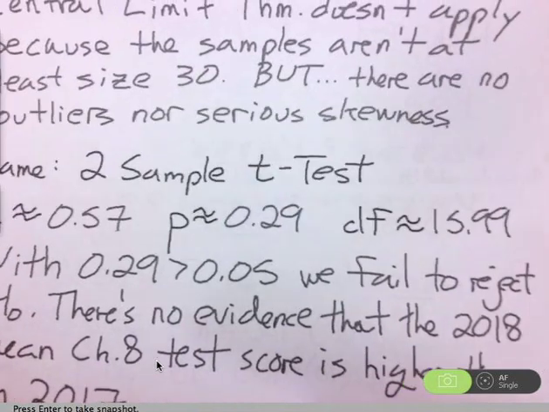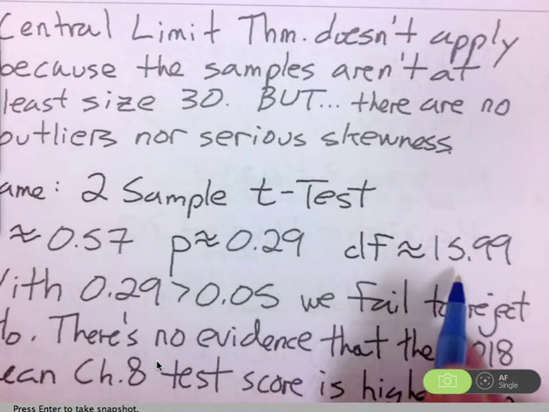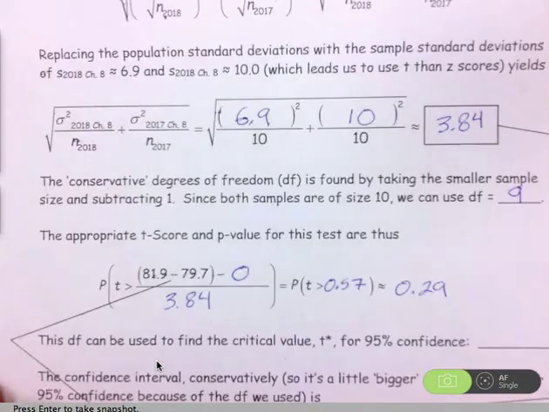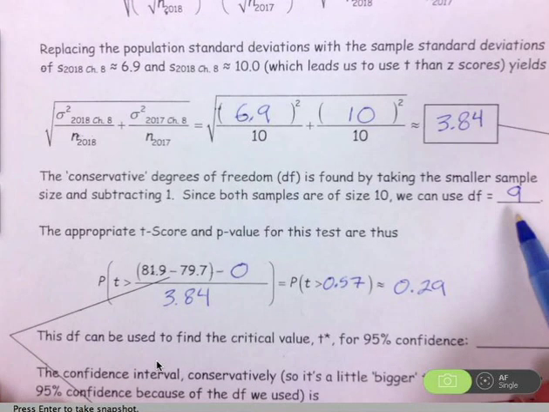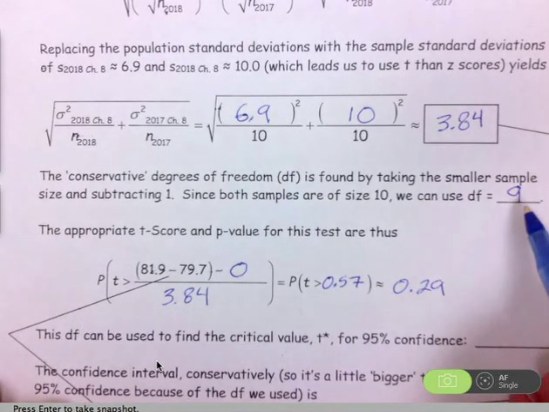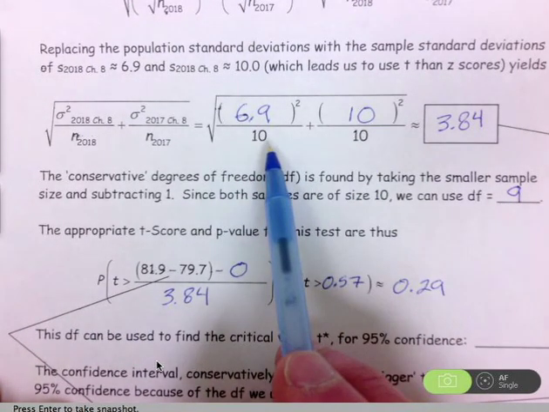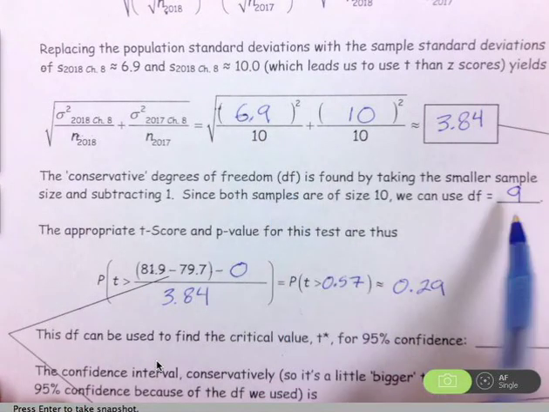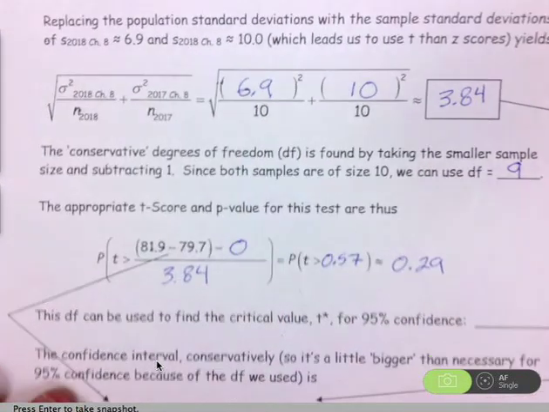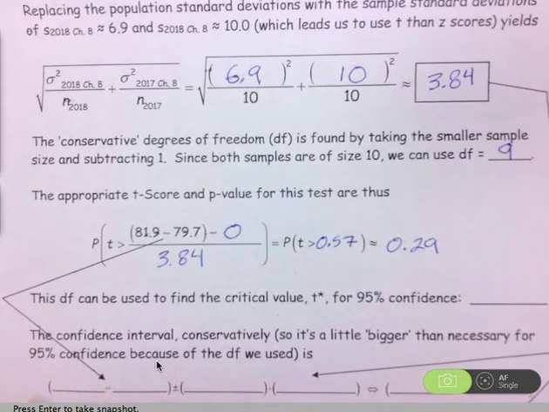So rather than using that incredibly complicated formula to find the more accurate degrees of freedom, the truth is in many cases, a conservative degrees of freedom is perfectly fine. We can just take the sample size and subtract 1, and we can use that as our degrees of freedom. And in fact, we certainly get a p-value we can use.